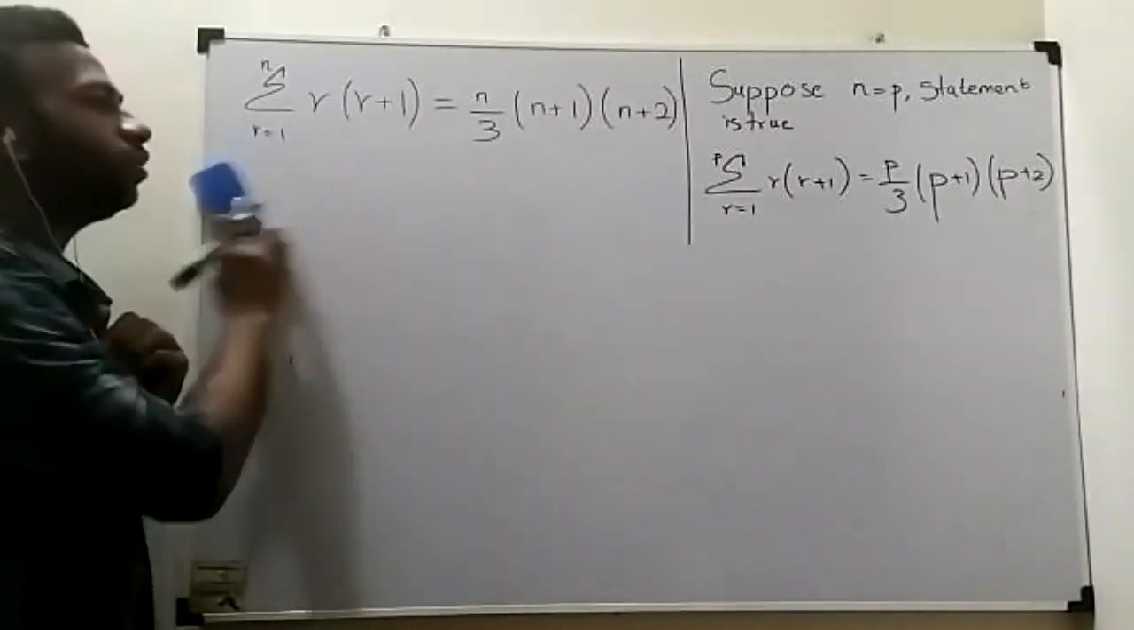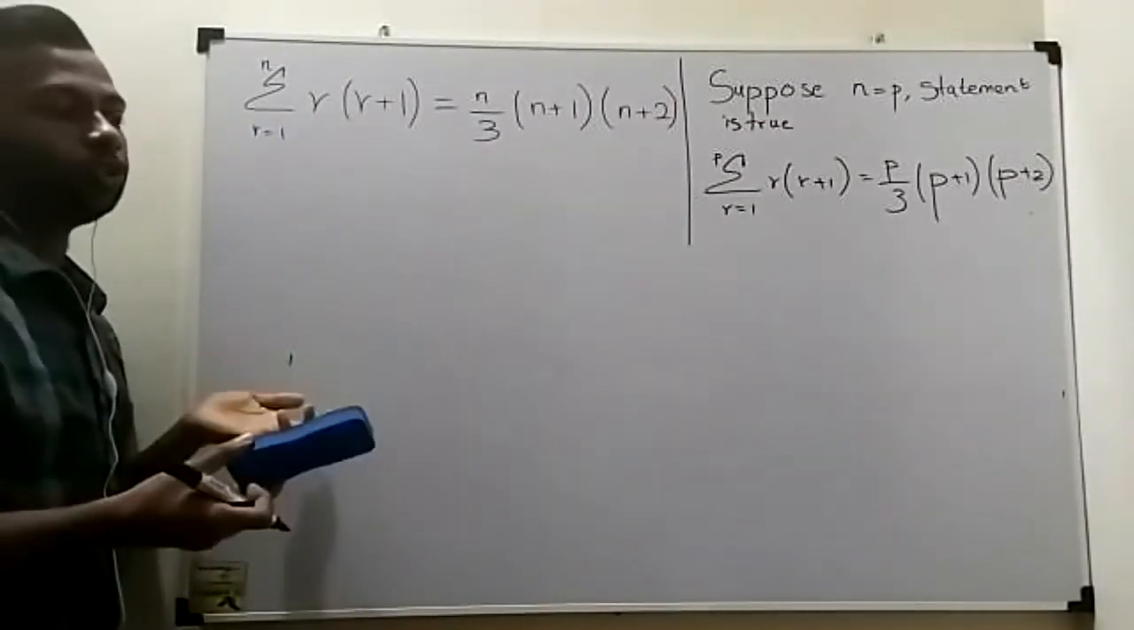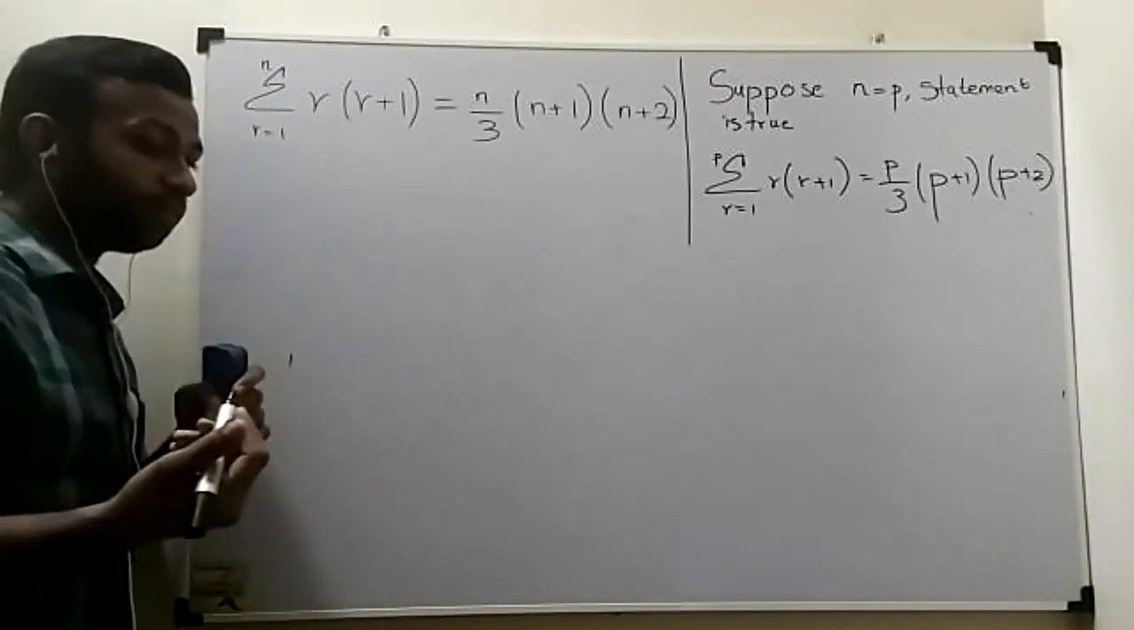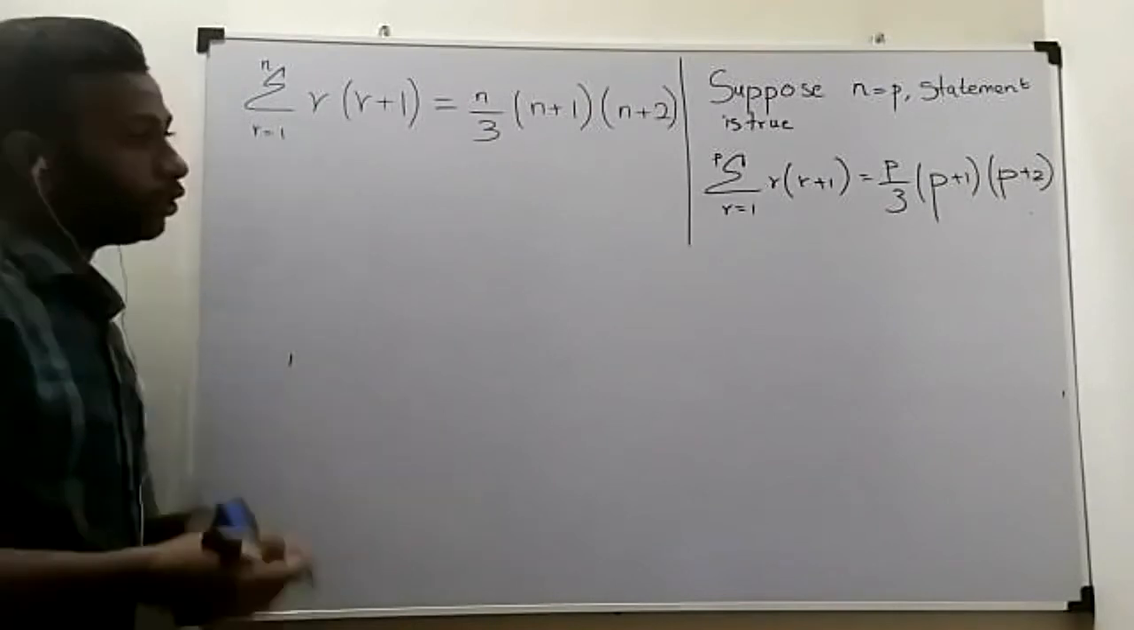So now what do we know? We know that when n equals P, the statement is true. What we need to prove, the third step, is that when n equals P plus 1, the statement is true. How do you do that?